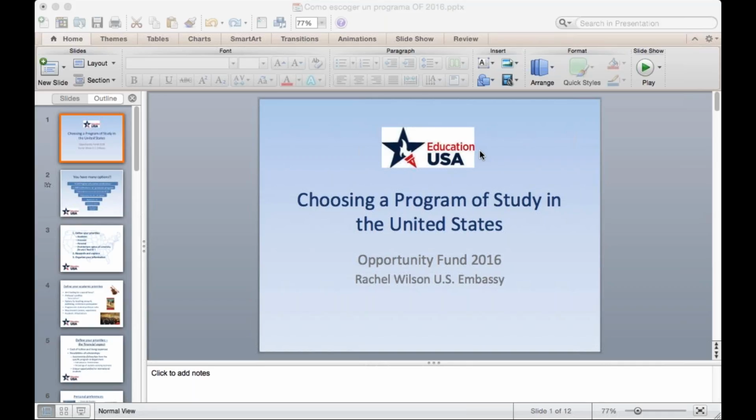Also, what kind of housing options are available? Can you live on campus? Is there graduate housing for living on campus? If you happen to be going with a husband or wife or children, are there options for you to live with your family?